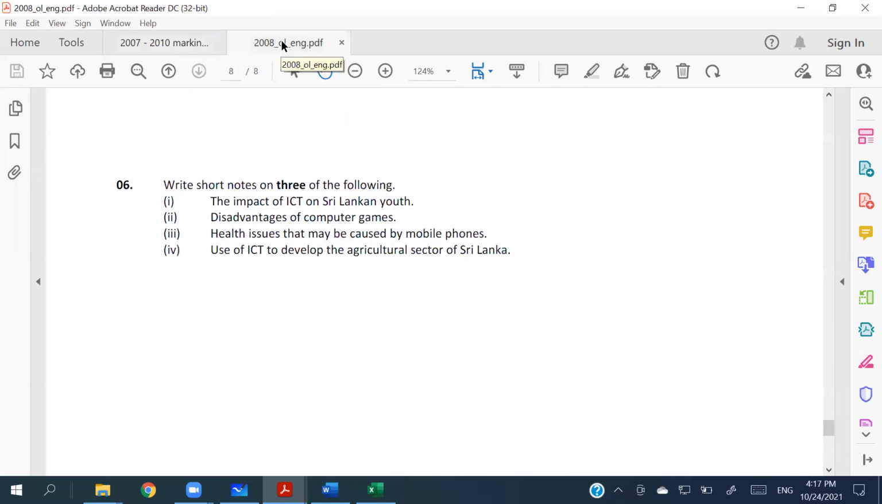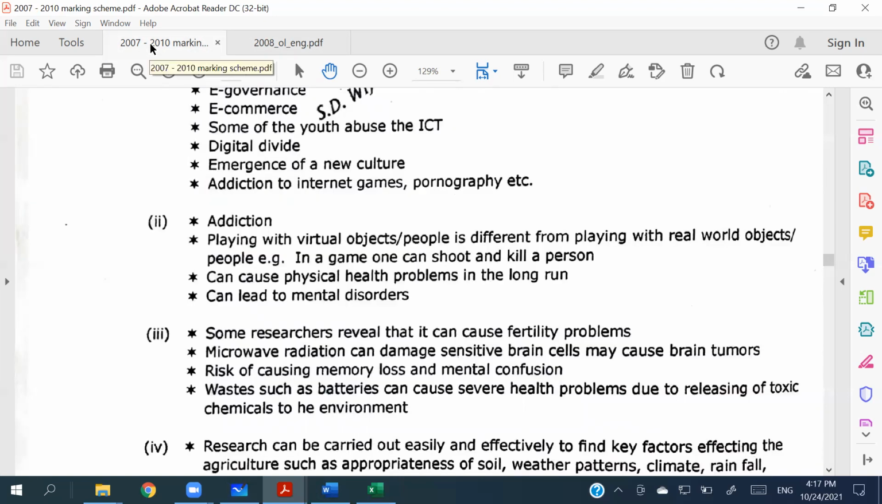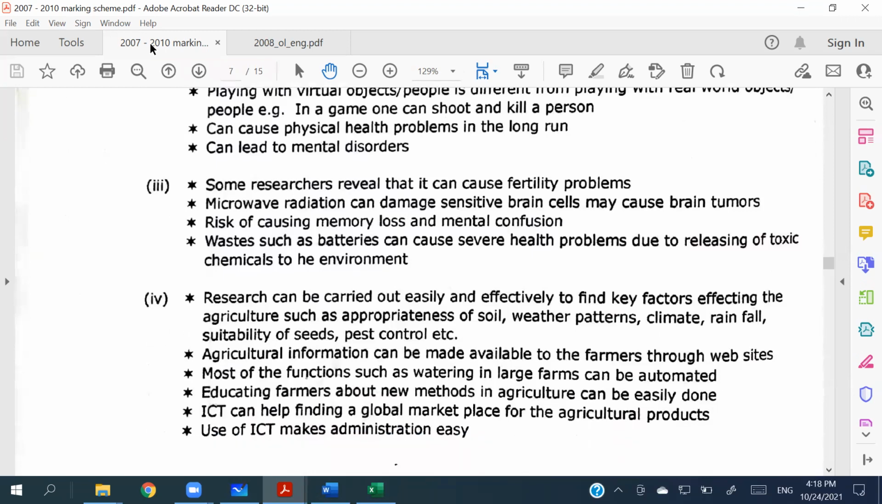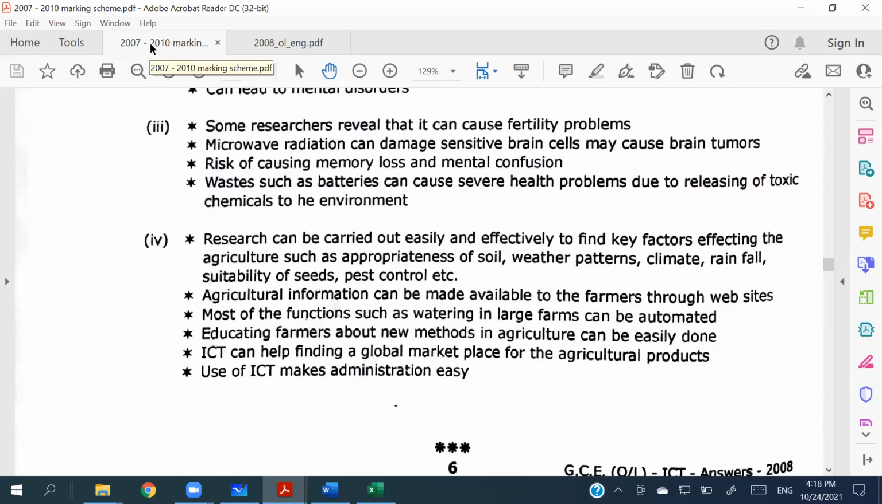And in the third part, it says health issues that may be caused by mobile phones. Yeah, so when it comes to there, you have to talk about fertility problems, microwave radiation problems, right? And again, addiction to that, with the combination of social media and all these things, right? And the e-waste point of view, right? So those facts should be included. And if you have any doubts about your writing, just let me know. I will go through and tell whether these things are going to be okay with your explanations, right?